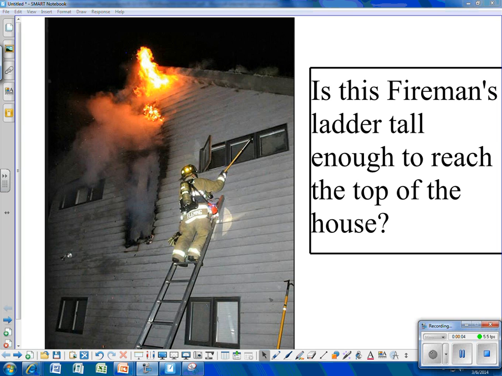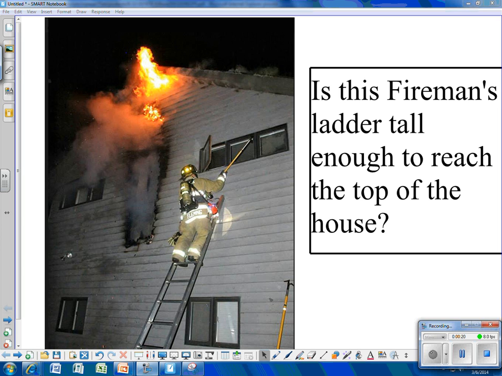Okay, this lesson is on right triangle trigonometry. The picture shows a fireman on a ladder. He's trying to reach the top of the building. The question is: is the fireman's ladder tall enough to reach the top of the house?